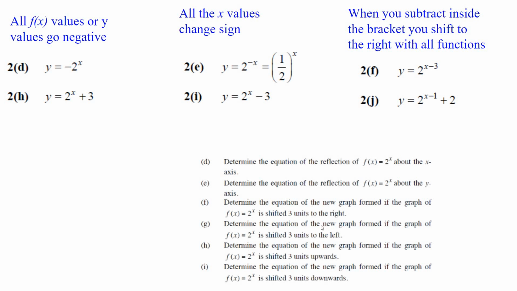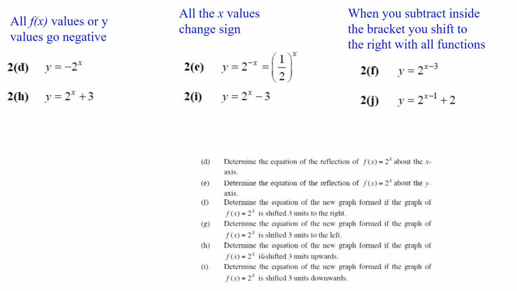Let's try G. Determine the equation of the new graph if it's formed 3 units to the left. Oh, G's not there. But if it goes 3 units to the left, it would be x plus 3. Instead of x minus 3, it would be x plus 3.